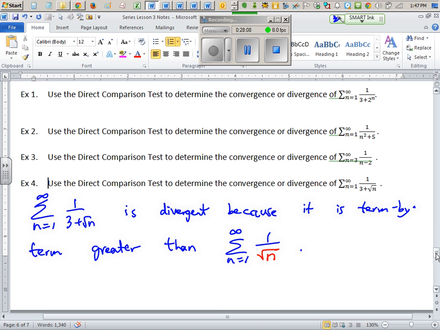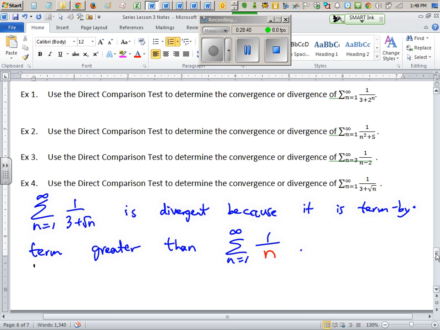So how am I going to fix this? Well, it turns out that this was just a bad choice. It was a bad choice for a comparison series. What you need to do is pick a different known divergent series. So I'm going to scribble out the rad n, and I'm just going to put n instead, right here. Now the statement is more true. 1 over 3 plus root n does give you bigger fractions in general than 1 over n does.